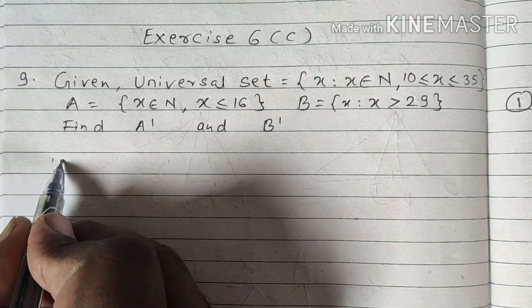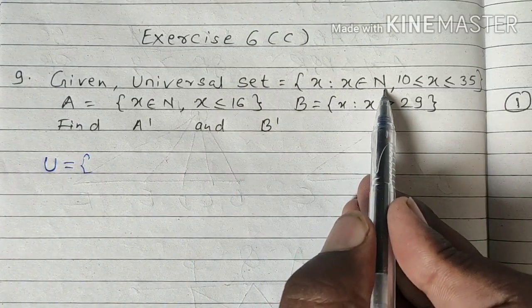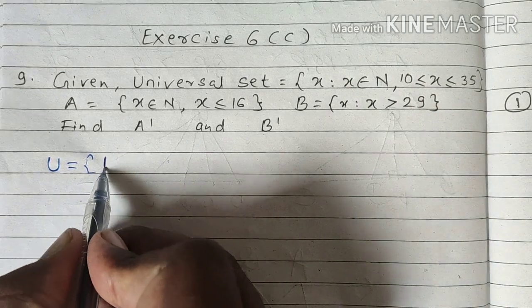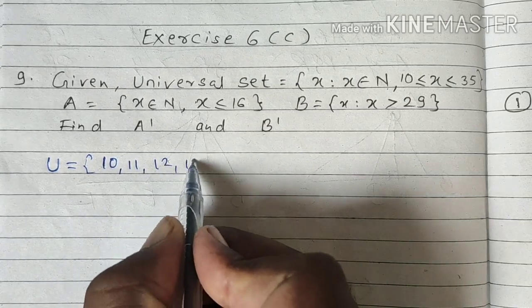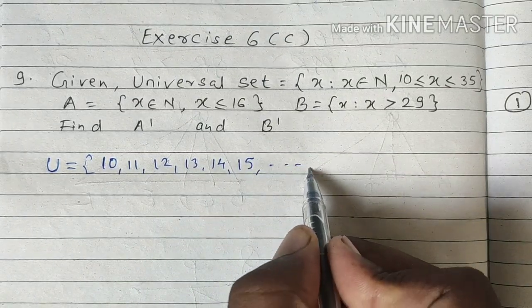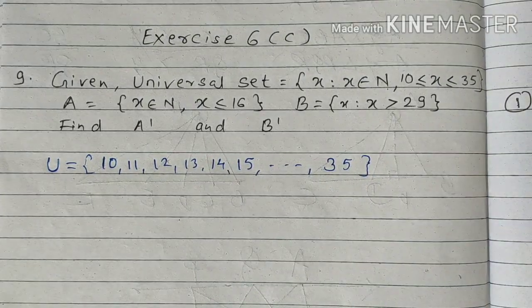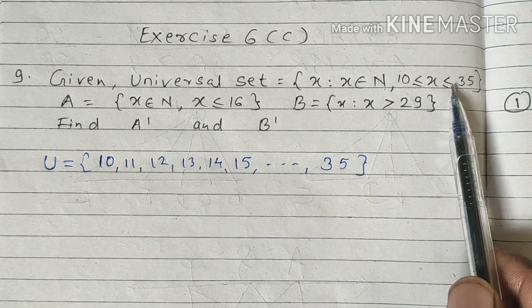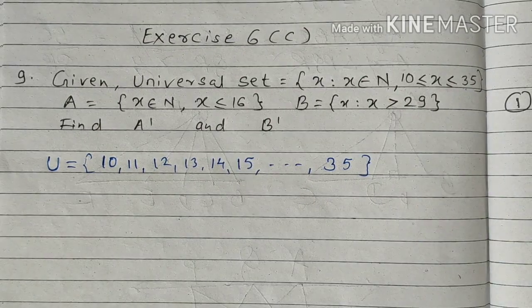First we will write the universal set. In the universal set, X such that X belongs to the natural numbers, greater than or equal to 10. The equal to sign is there, that means 10 is included. 11, 12, 13, 14, 15, all these elements up to 35. Got it? This is our universal set. 35 is also included because of what? The value of X is less than or equal to 35. Since there is the equal to, we will take 35 as well in our universal set.